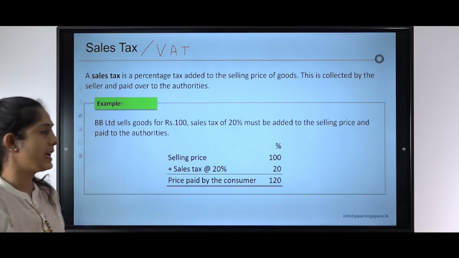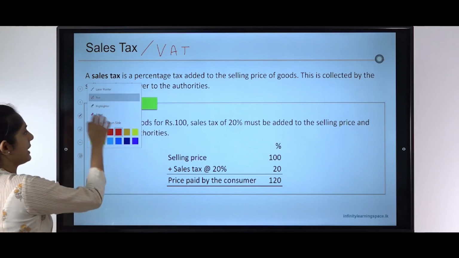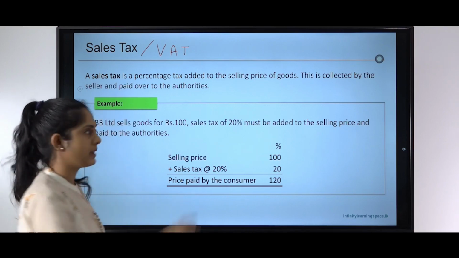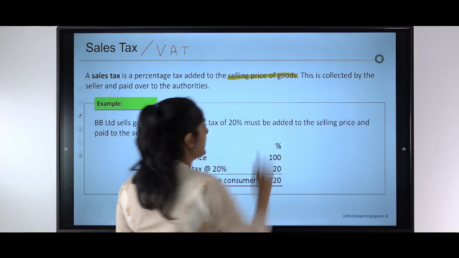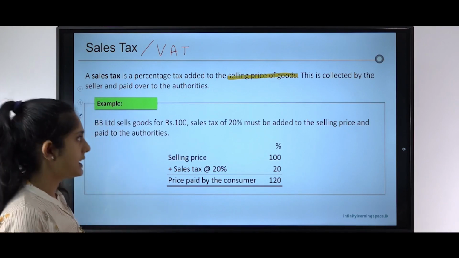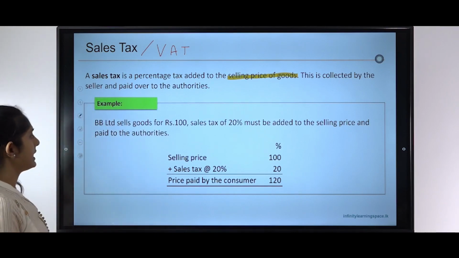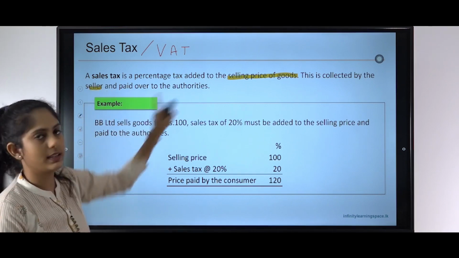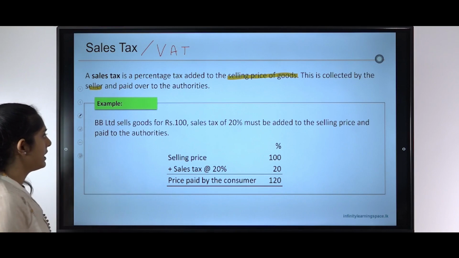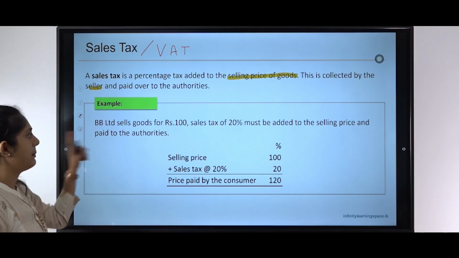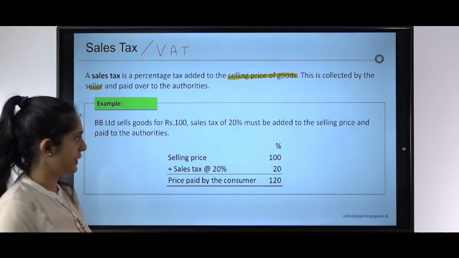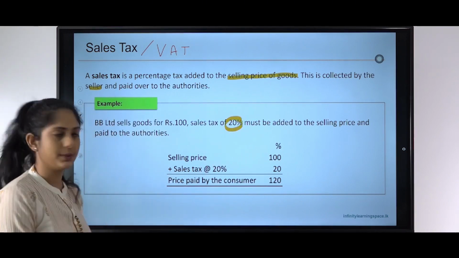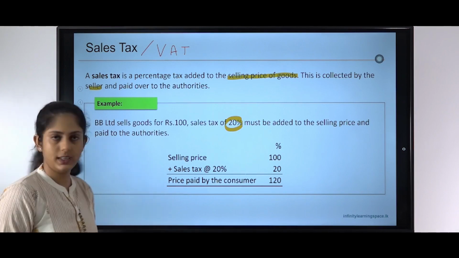So sales tax is a percentage of the selling price. If you saw in my explanation, I said it's on the total bill. So that's why it's on the selling price of the goods or service. And this is collected by the seller and paid over to the authorities, like I mentioned. So let's say if BB Limited sells goods for 100 rupees, sales tax of 20% must be added to the selling price and paid to the authorities.